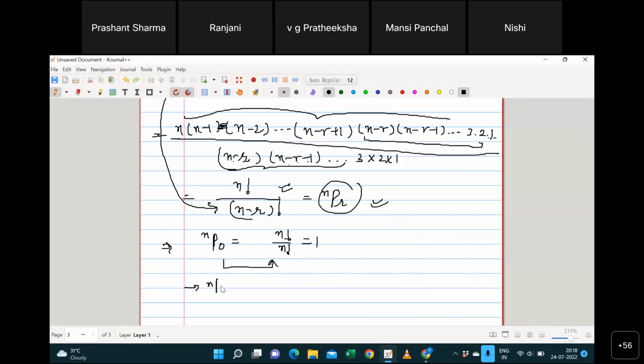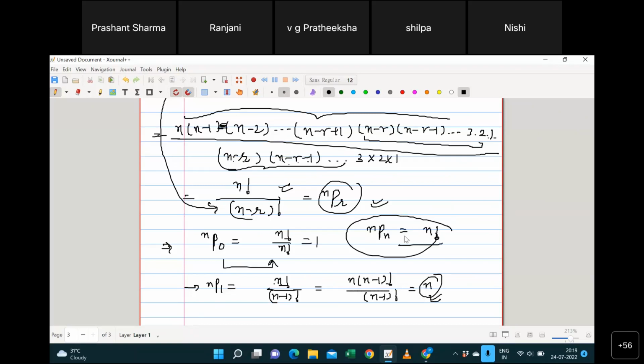Similarly, what will be the value of nP1? Again, I will get n factorial divided by (n minus 1) factorial. So in the numerator I can write n into (n minus 1) factorial, divided by (n minus 1) factorial. That means there are n ways of choosing one object out of n objects. Similarly, you can find the value of nPn, which is nothing but n factorial.